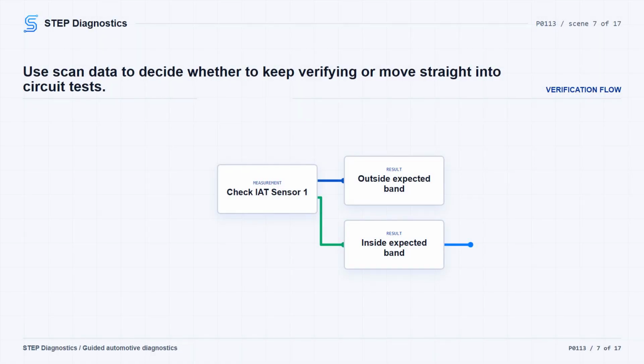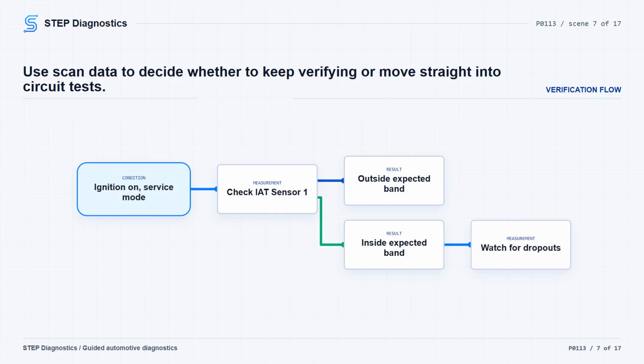With the ignition on and the vehicle in service mode, look at the scan tool value for IAT sensor 1. It should be -39 to 149 degrees Celsius, -38 to 300 Fahrenheit. If it is outside that range, move into circuit testing. If it is inside the range, keep watching the value and make sure it does not spike or drop out.